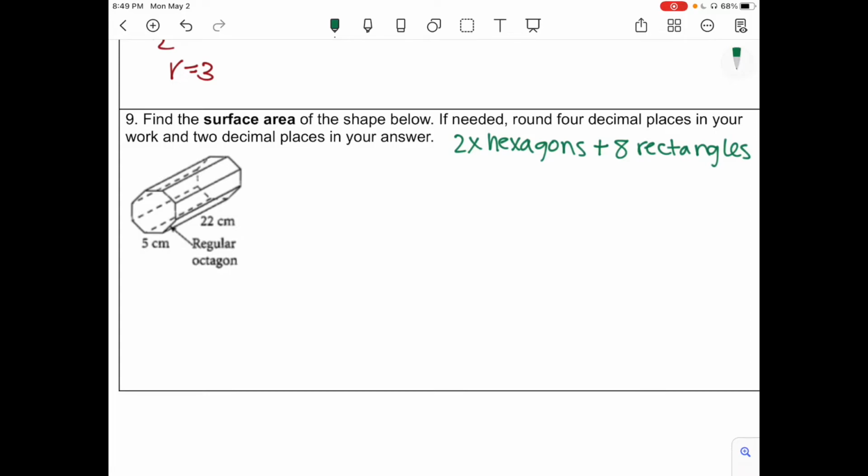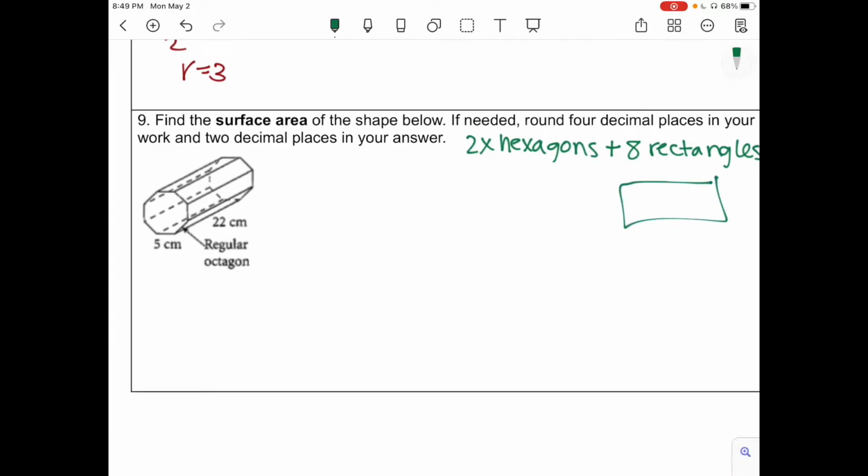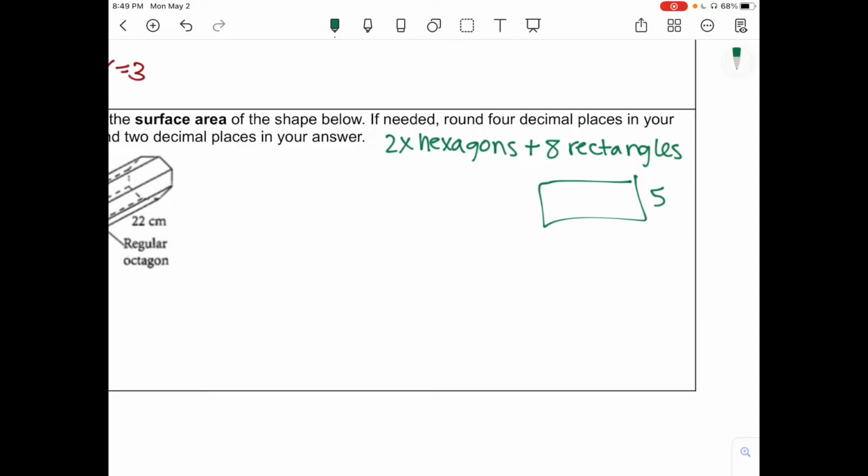So I would say the easiest thing to start with is rectangles, because we already have all the dimensions for that. So my rectangles are 5 by 22. So 5 times 22, and I have 8 of those. So times 8. So 8 times 5 times 22. I get 880, and I'm going to circle that.